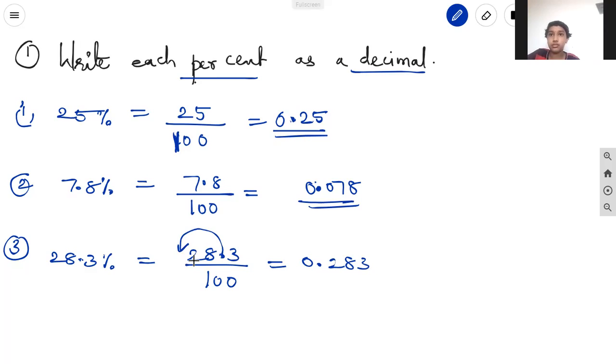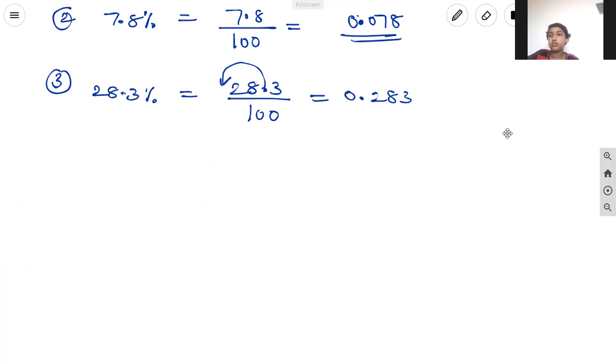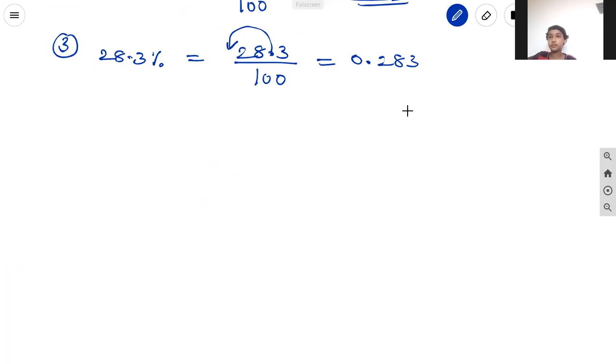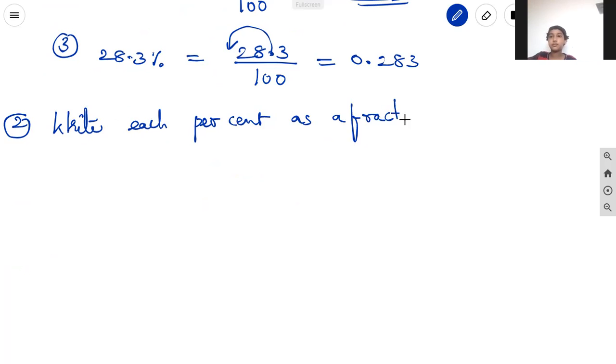Okay. This is another exercise. And in this, one more bit. What is that? Write each percent as a fraction in its simplest form.